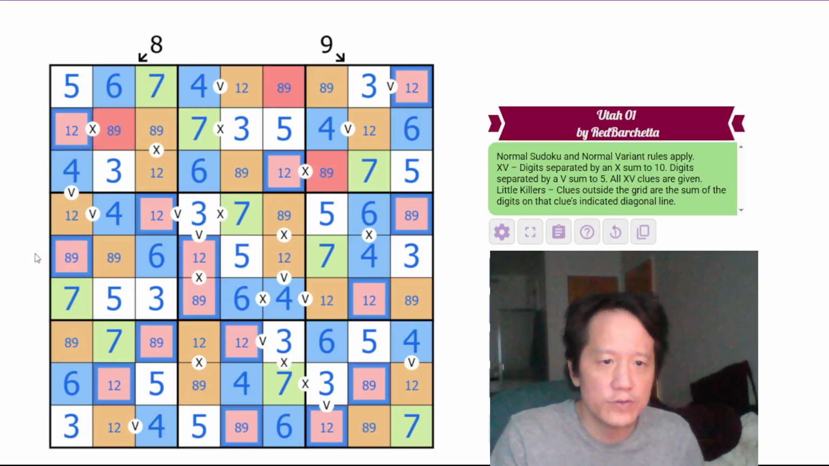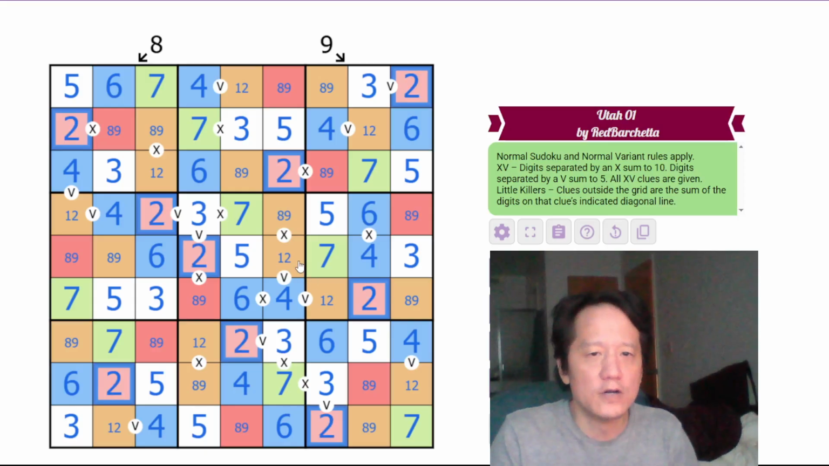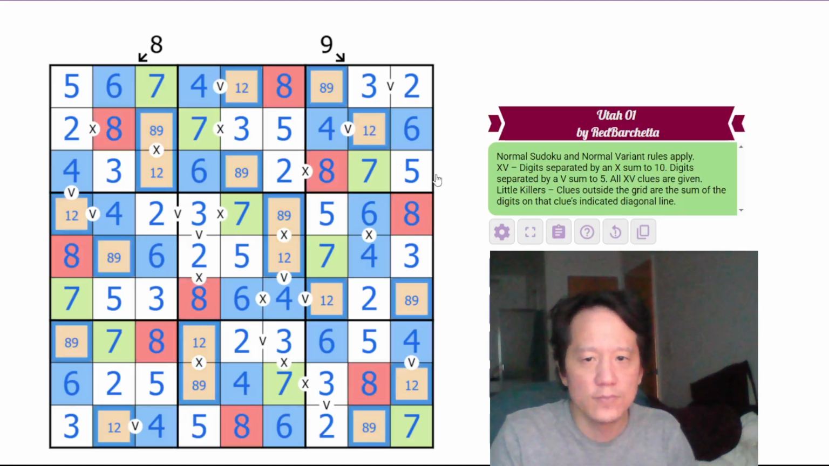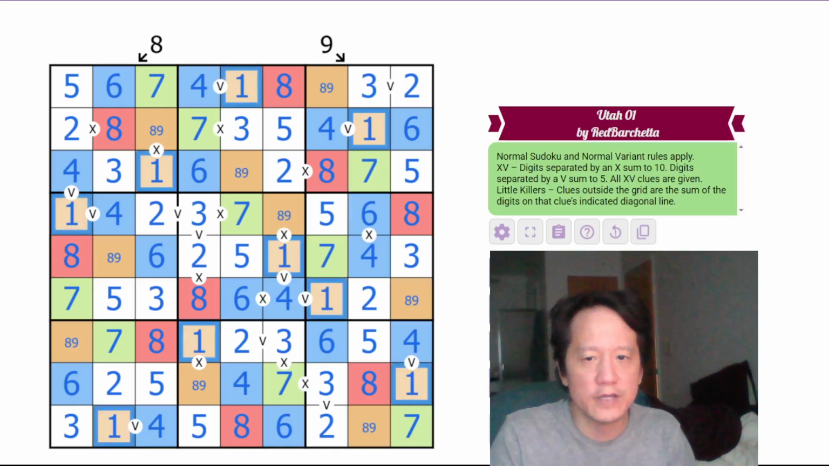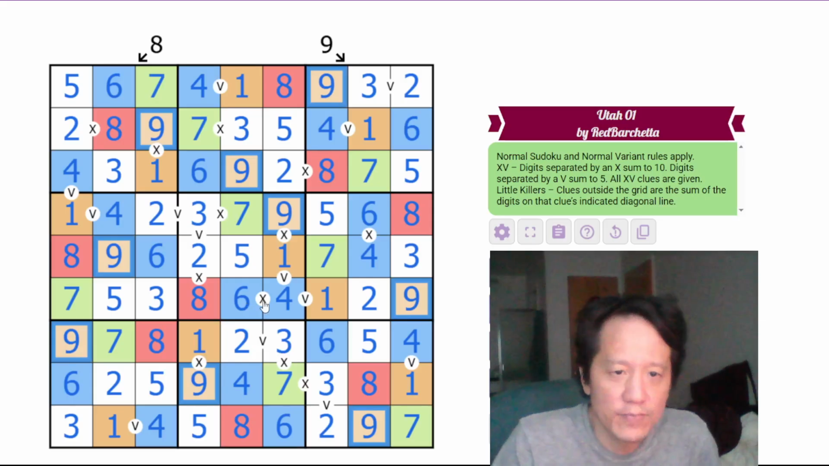Remove all those here. Get all the lows. Sorry, they're 2. Apologies. All the low reds are 2, so we can remove that. All the high reds are 8 to match. All the low oranges are 1, and all the high oranges are 9. That's how you solve it.